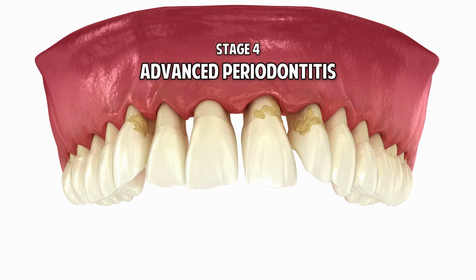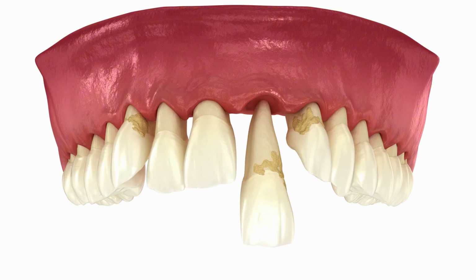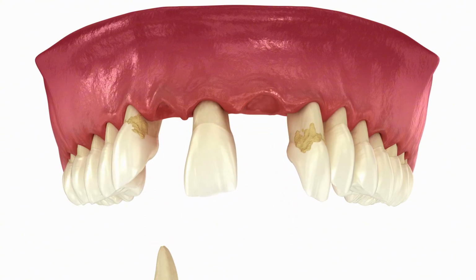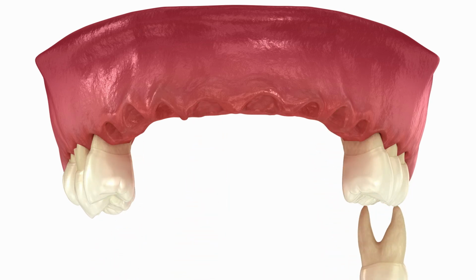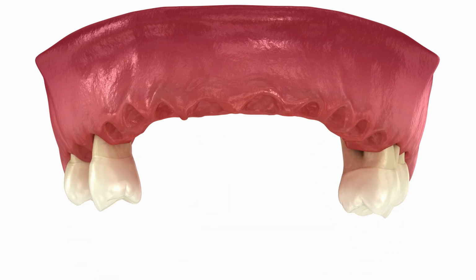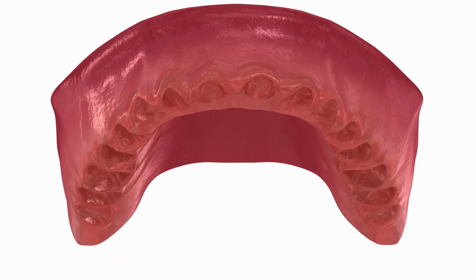In advanced periodontitis, the destruction is extensive. The gums recede, bone loss is severe, and teeth will become so loose that they either fall out on their own or require extraction. At this stage, tooth loss is inevitable, and restoration often requires dental prosthetics or implants.